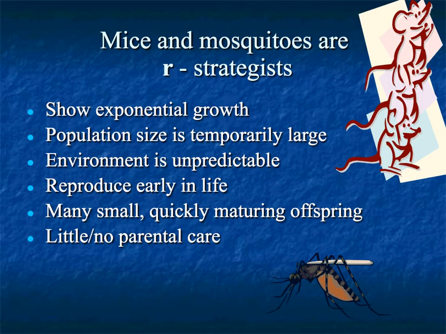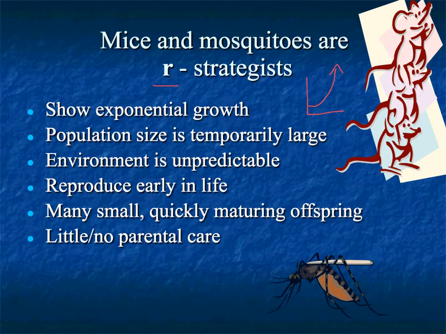Mice and mosquitoes are defined as R strategists. R strategists are rapid reproducers. They show exponential growth, so their population charts are going to increase very rapidly, but that population size is only temporarily large because the environment is unpredictable.